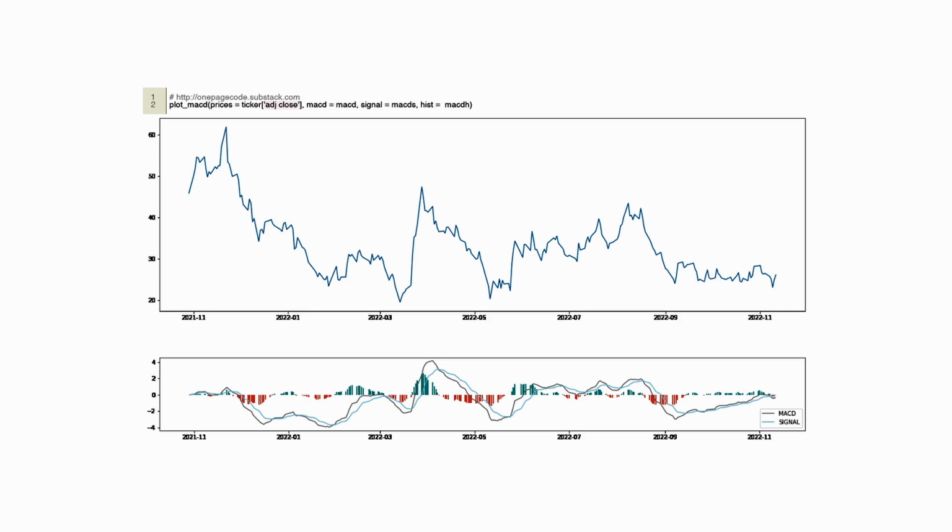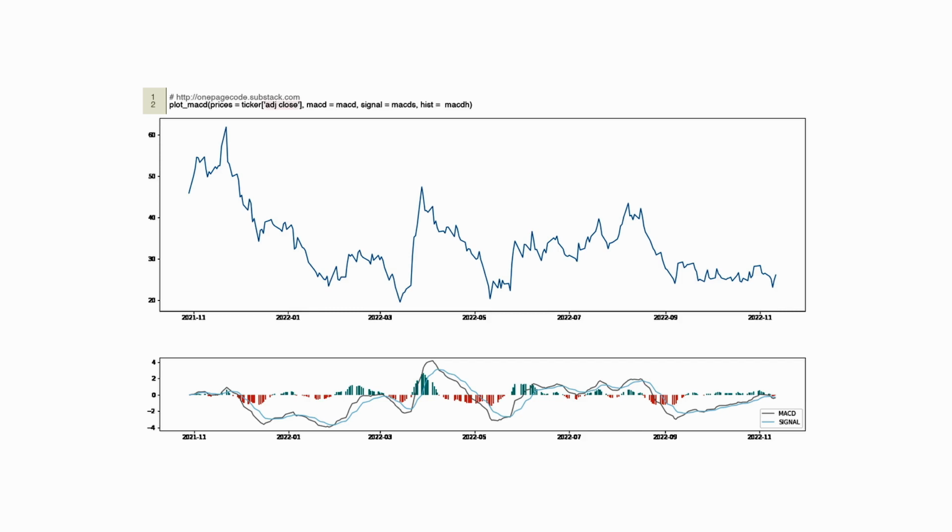Here, prices represents the adjusted closing prices of a stock, which is a common input for financial analyses, since it accounts for corporate actions like splits and dividends. The MACD parameter denotes the MACD line values calculated from the stock prices, typically by subtracting the 26-period exponential moving average EMA from the 12-period EMA. The signal parameter refers to the signal line, which is essentially a 9-period EMA of the MACD line itself. It acts as a trigger for buy and sell decisions.